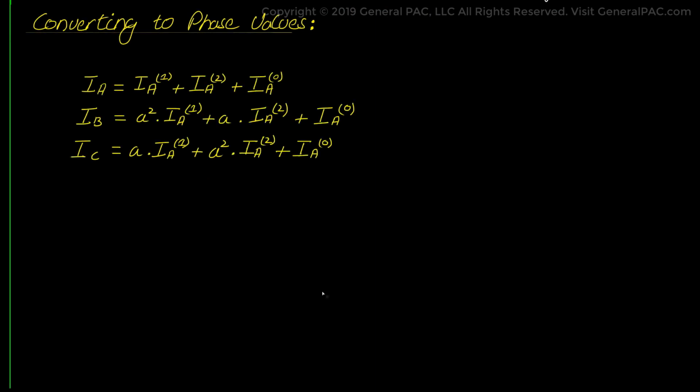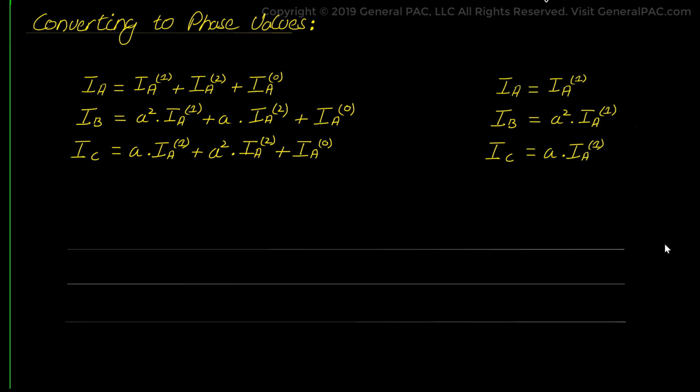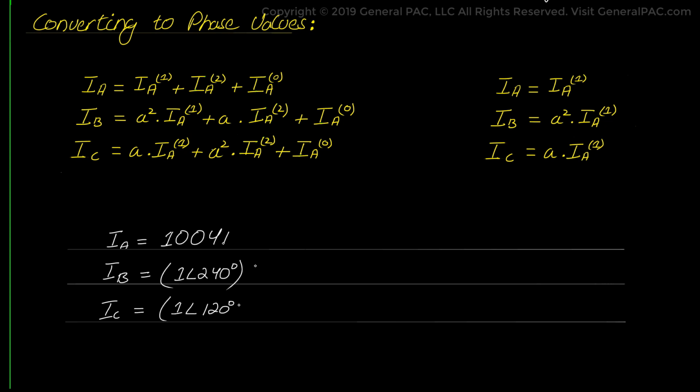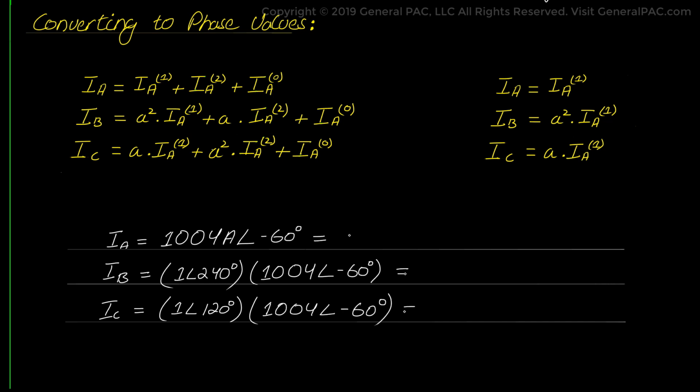And then back to our familiar transformation equations, these quantities can be transformed to phase current quantities. But please note that we are removing the zero and negative sequence currents from these transformation equations because they do not exist on the high voltage side, and we get the following. Plugging in the values of the a operator and the a squared operator, as well as the sequence component values, we find that the line A current is equal to 1004 amps at the angle of negative 60 degrees. Line B current is equal to 1004 amps at the angle of 180 degrees, and line C current is equal to 1004 amps at the angle of 60 degrees.